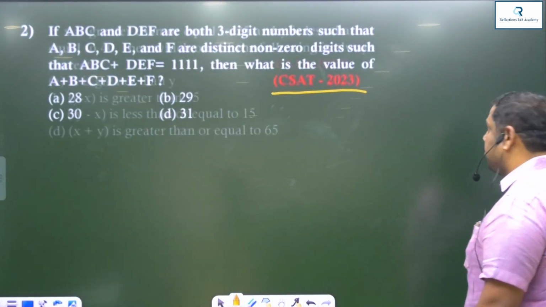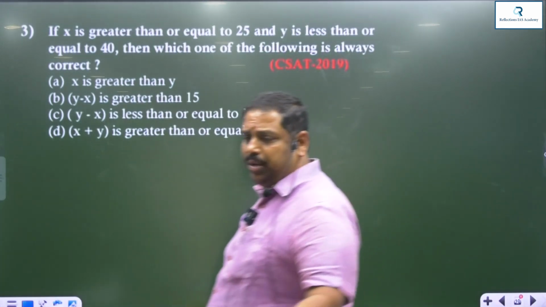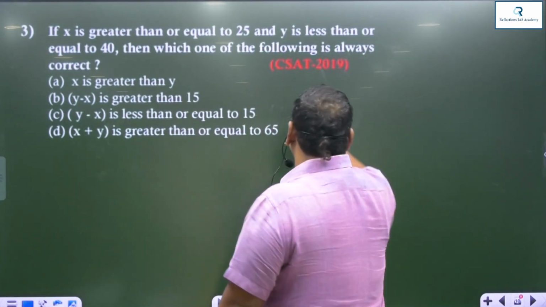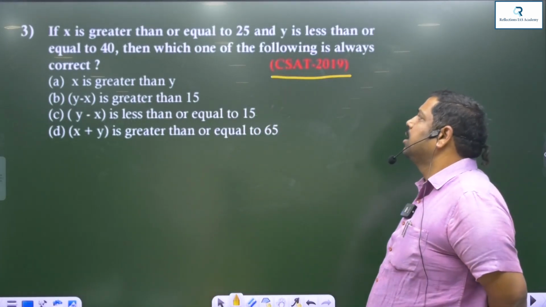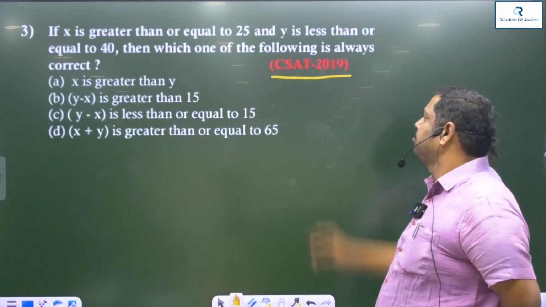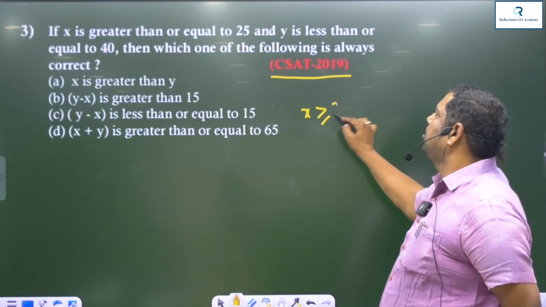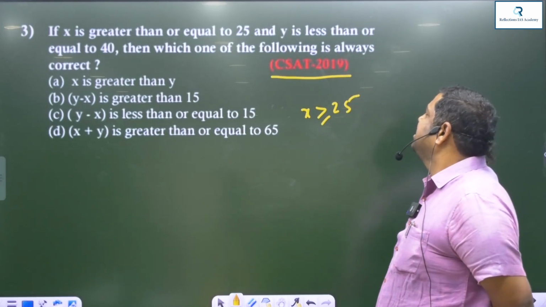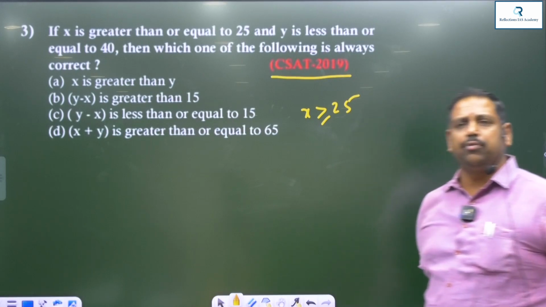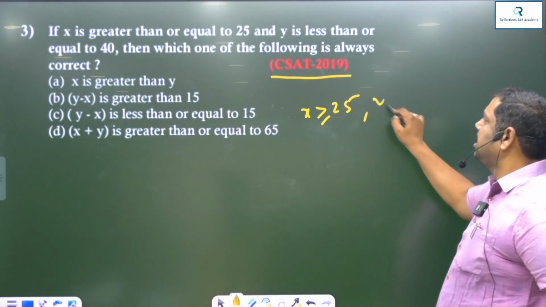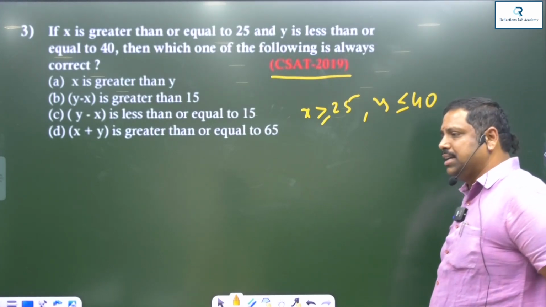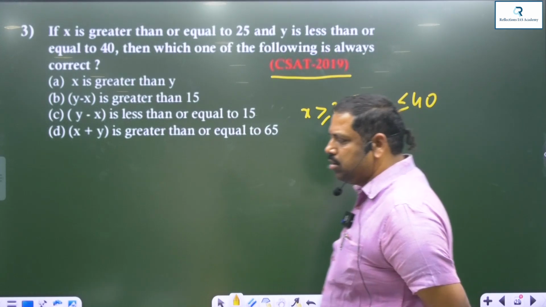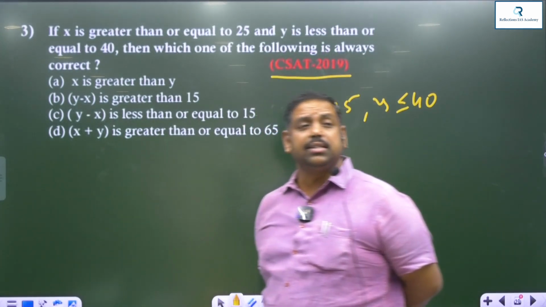Right, now let's go for the next beautiful one. Okay, this is a question in CSAT 2019. If x is greater than or equal to 25, and y is less than or equal to 40, then which of the following is always correct? He is not asking sometimes correct, he is asking always correct.